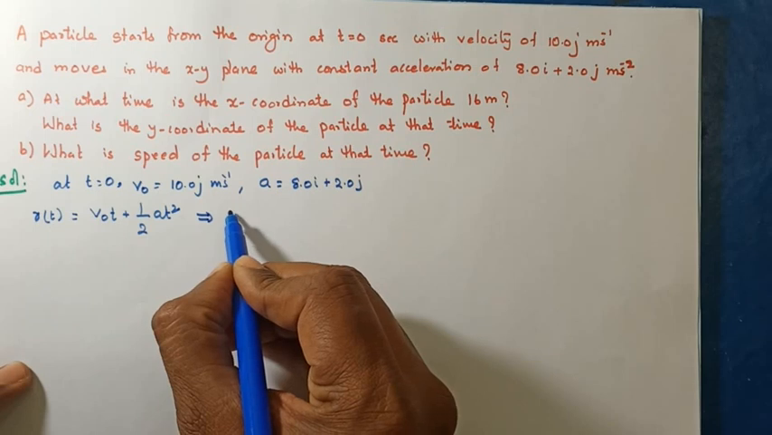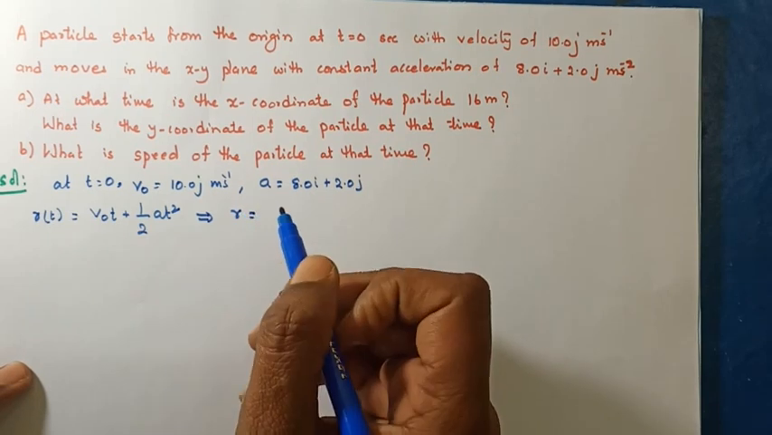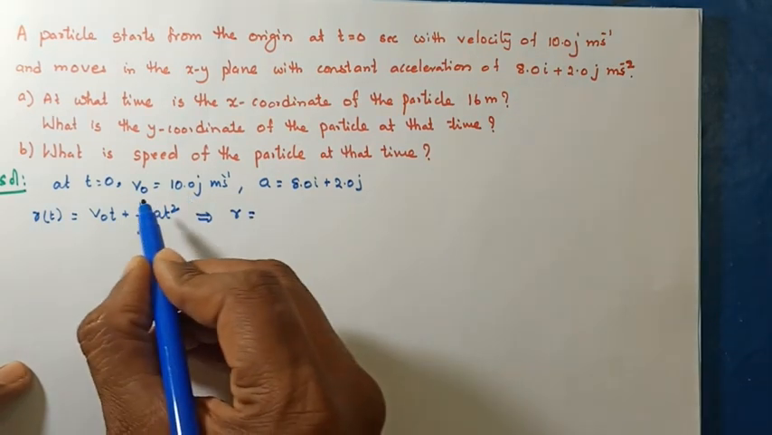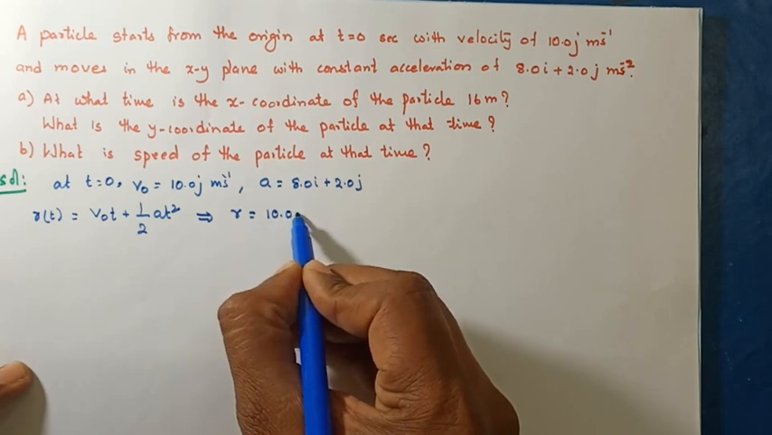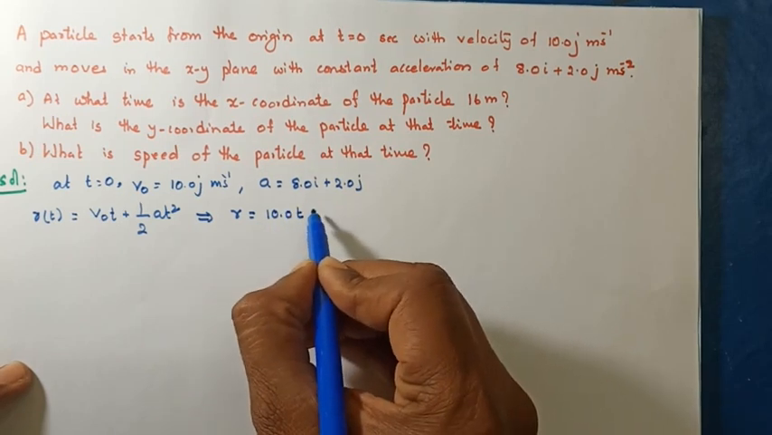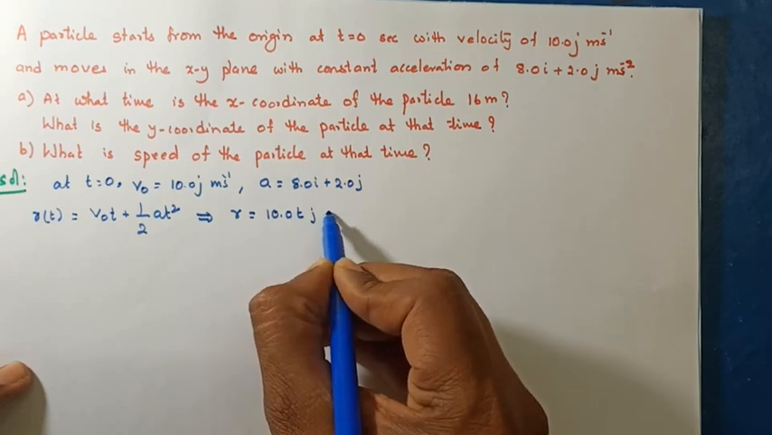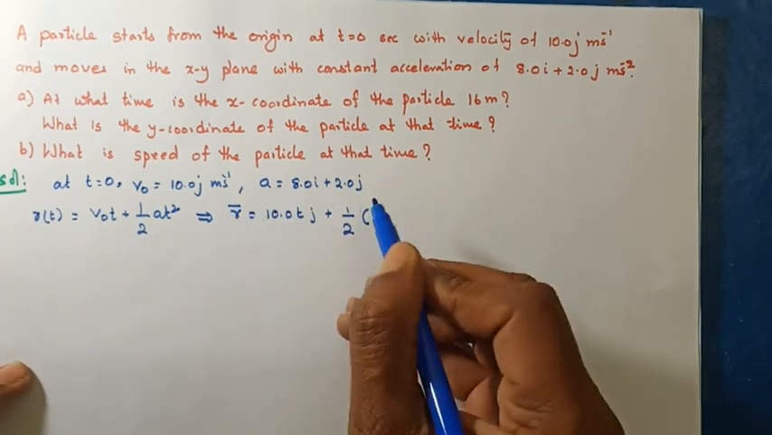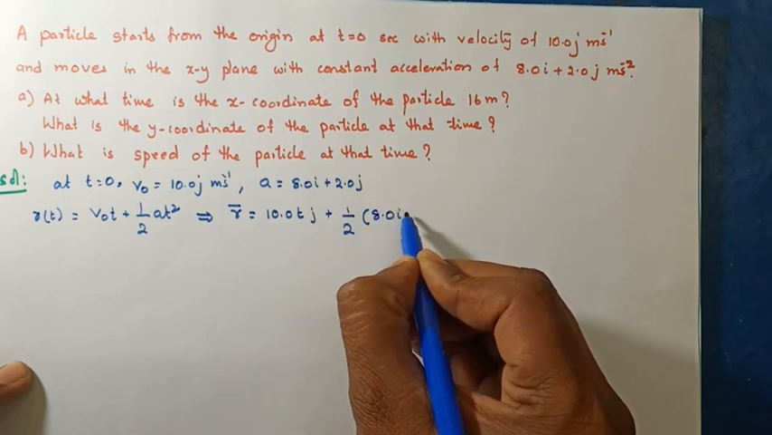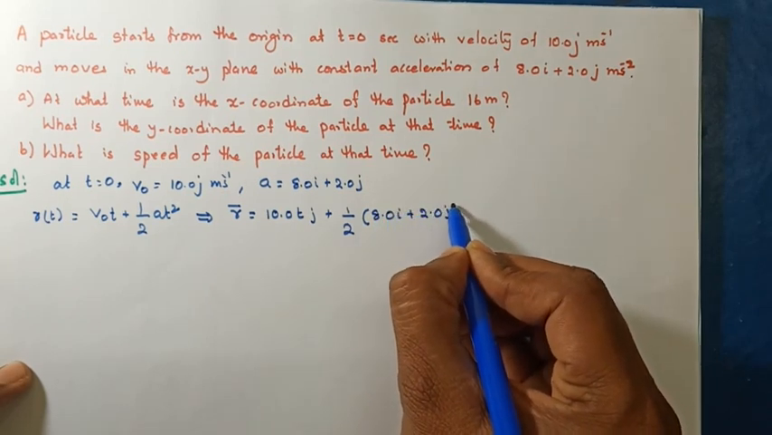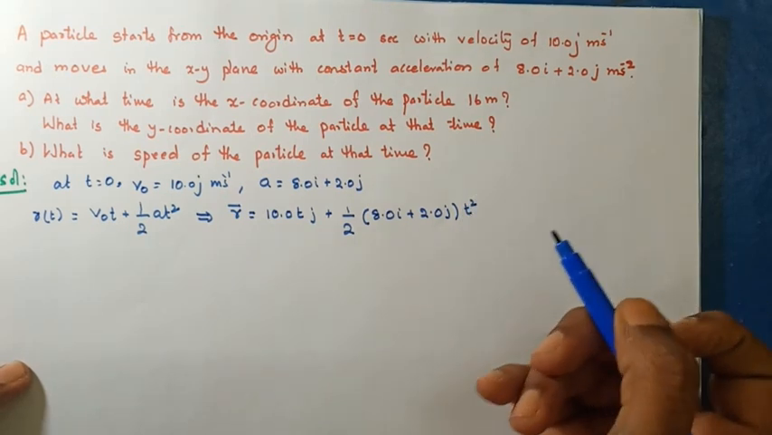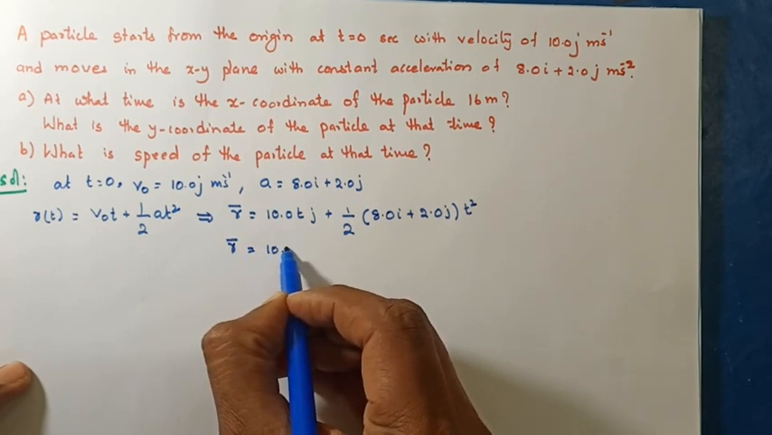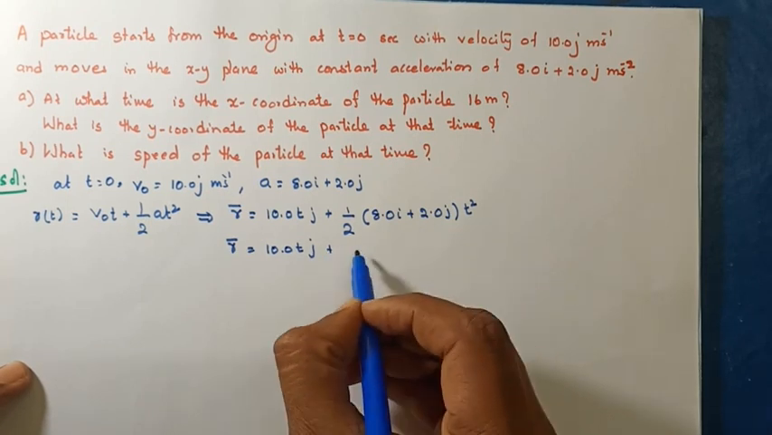So r of t, or simply r, is equal to v naught t. What is v naught? 10.0 t j plus the vector. This is in vector form. You will get the vector 8.0 i plus 2.0 j t square. So the r vector is equal to 10.0 t j plus, what is that?